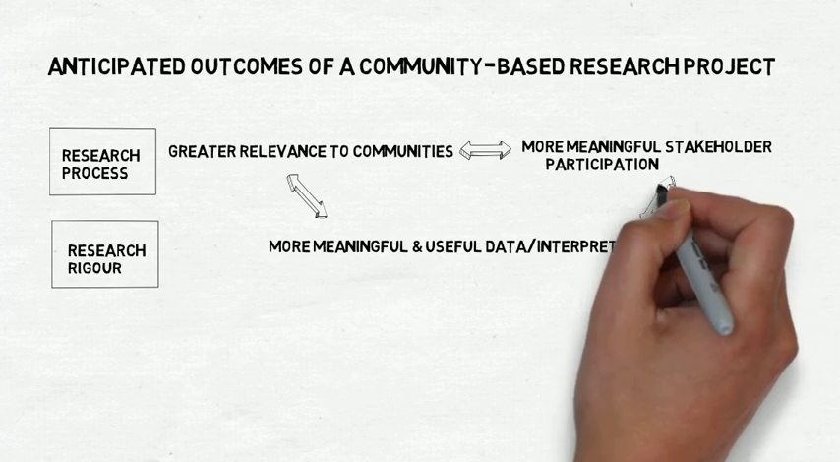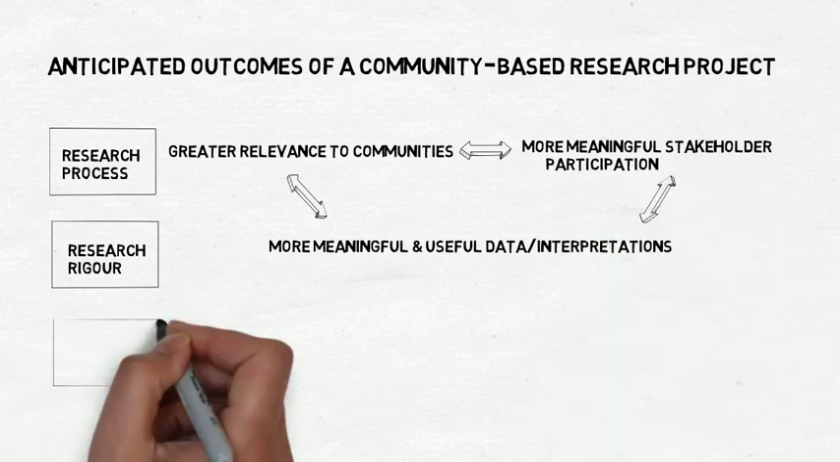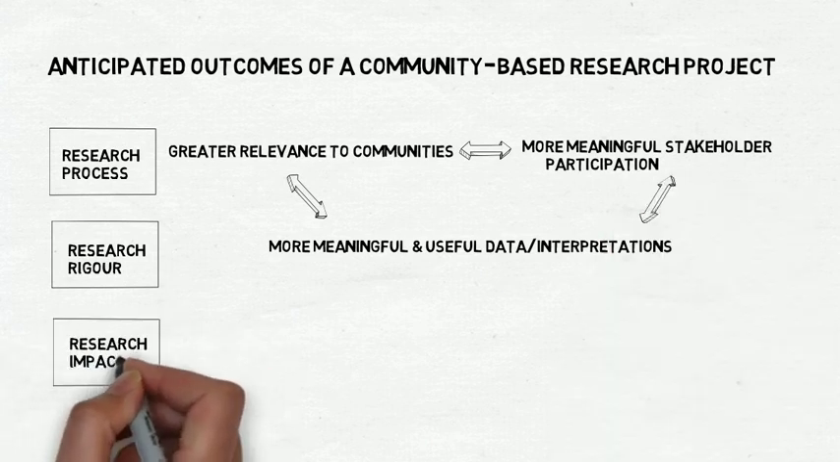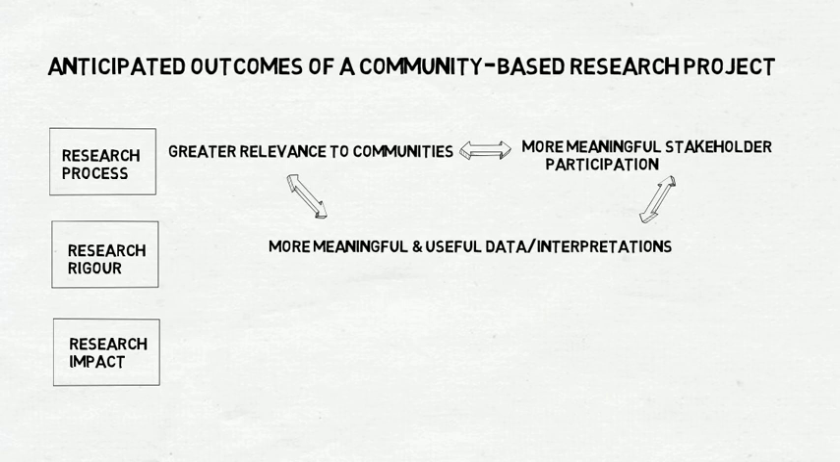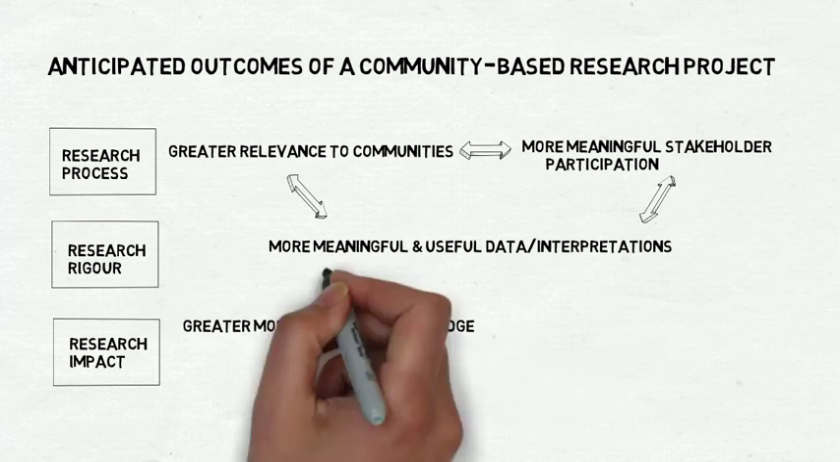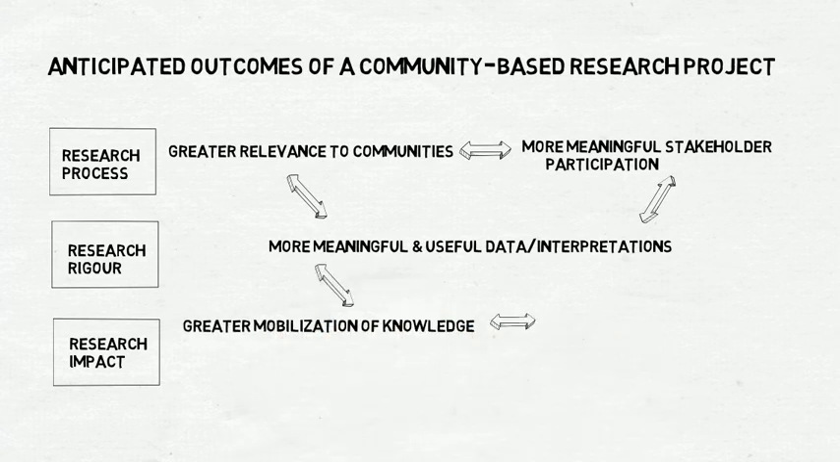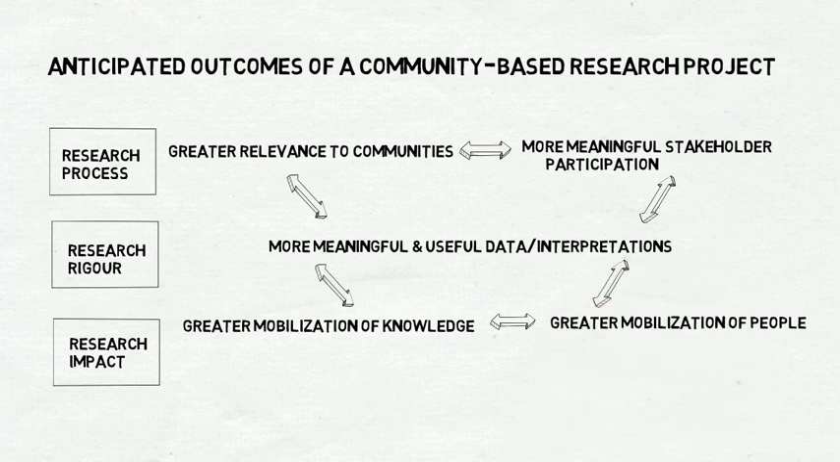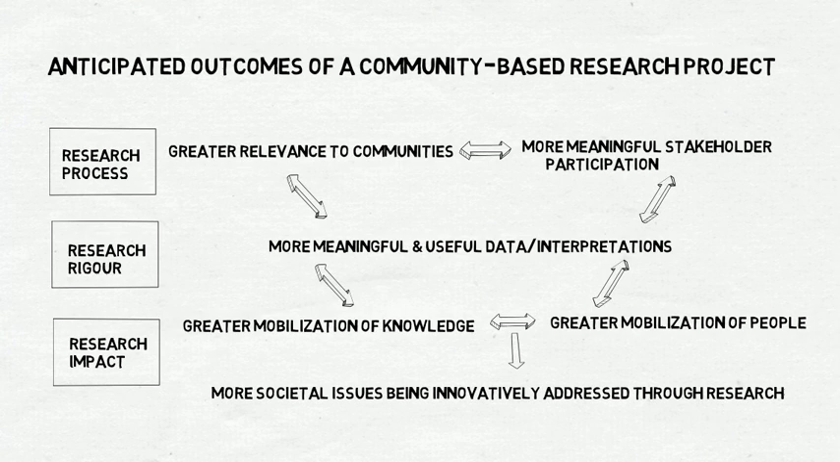The final category is research impact outcomes. These address the utilization focus of community-based research. Research is more impactful when research partners share their newly co-produced knowledge in an ongoing way. Anticipated research impact outcomes of a CBR project are greater mobilization of knowledge and greater mobilization of people, culminating in more societal issues being addressed through research.